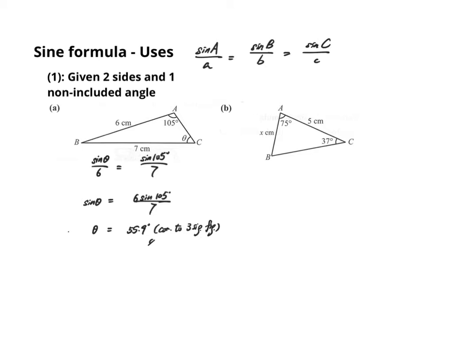After we calculate theta, we can use the angle sum of a triangle to find angle ABC, that is 180 degrees minus 105 degrees minus 55.9 degrees. The answer is 19.1 degrees, correct to 3 significant figures.